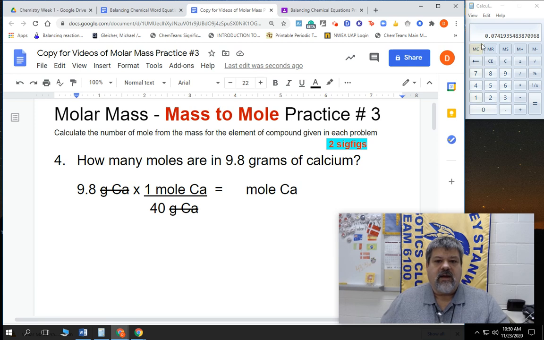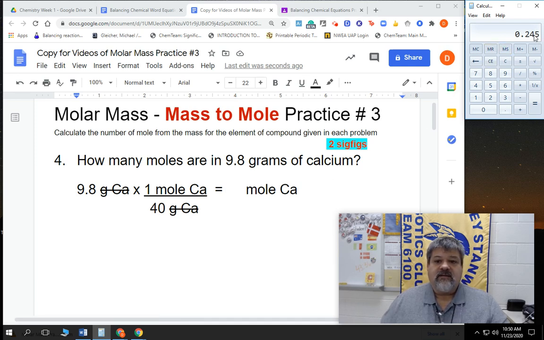So here is my calculator up here. And remember, when we do our calculations, we're going to put in our 9.8, and we're going to multiply by 1, because we always multiply by the top. Then we're going to divide by the bottom, which is 40, and hit our equal sign, and we end up with 0.245.